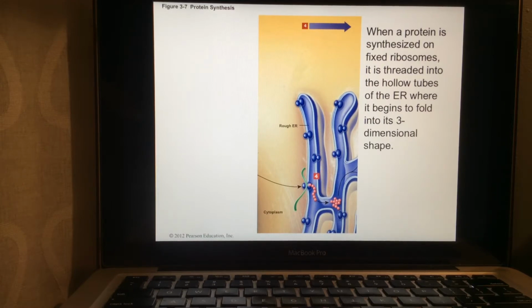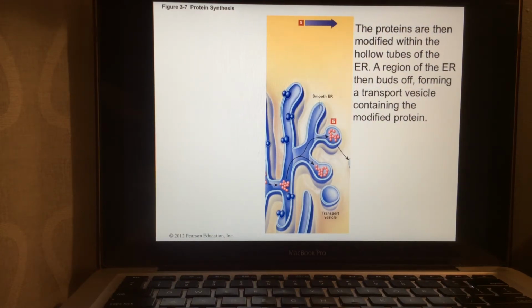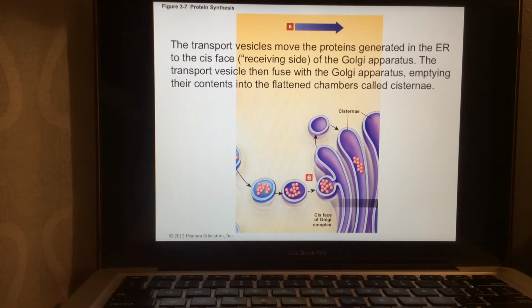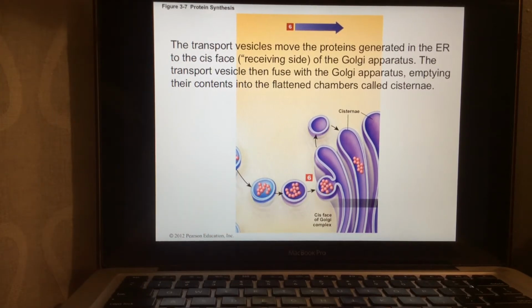All right, when a protein is synthesized on a fixed ribosome on the endoplasmic reticulum, it's threaded through these hollow tubes or the cisternae, where it will begin to get more complex and get into more of a 3D shape. So then the endoplasmic reticulum is going to do this through those transport vesicles containing the modified protein. The transport vesicles will now move into the Golgi apparatus, where it's going to modify and package this new product for use.